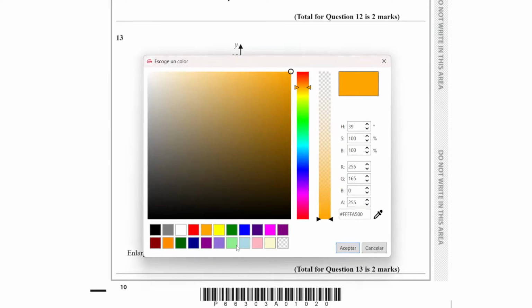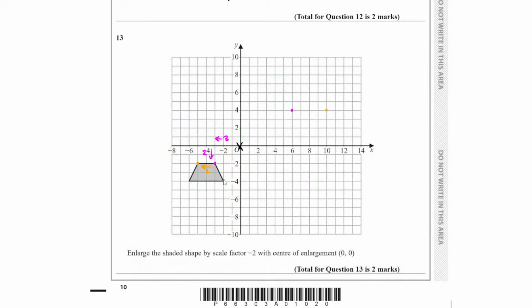Let's get a different color. So this corner, I'm probably going to just go from the centre of enlargement for this one, was 2 left, 4 down. So that's 4 right and 8 up. Okay, and then the last one you can kind of see where it's going to be, can't you? You can probably figure that one out. That one needs to be there. Okay, and obviously then you need to join it up. Sometimes they ask you to label it. In this case they haven't, so that's it.